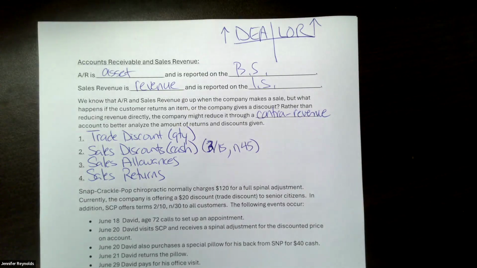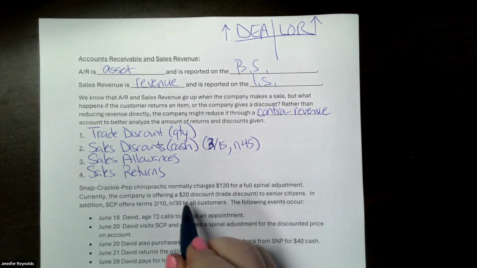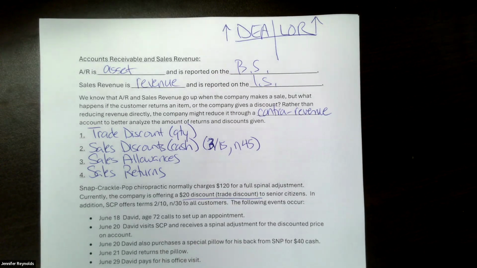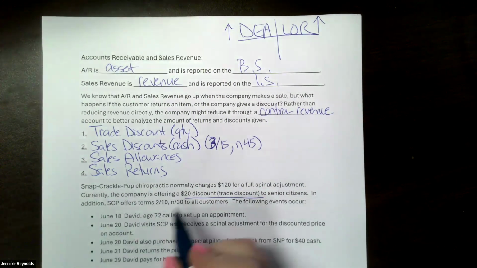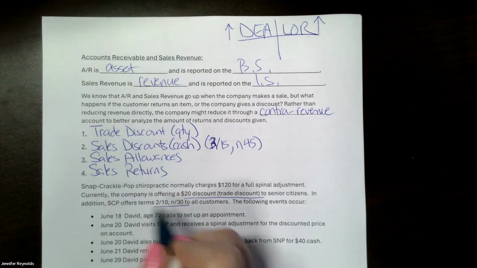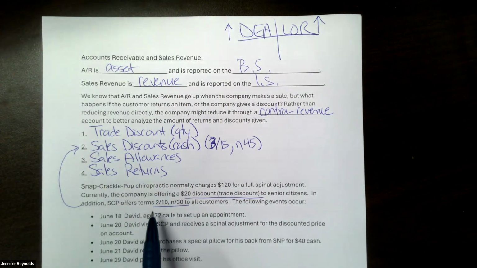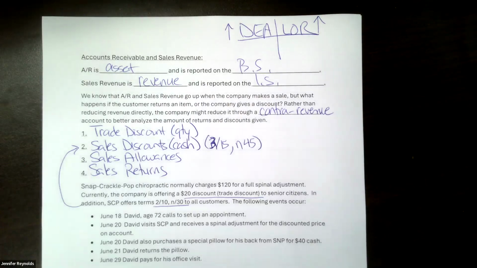So here's our quick little example. Snap Crackle Pop is a chiropractic facility. They normally charge $120 for a spinal adjustment. Currently, they're offering a $20 discount. That's a trade discount to entice senior citizens to come in. In addition, they offer these terms. Remember, this is our sales discount here, cash discount to customers of a 2% discount if they pay back in 10 days. If not, the net's due in 30.